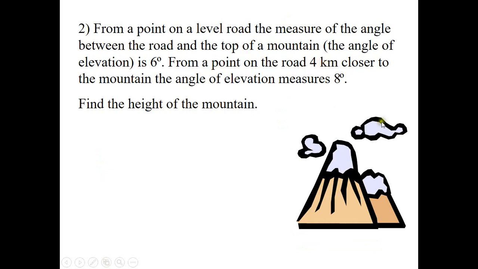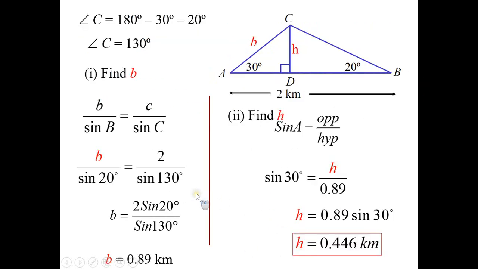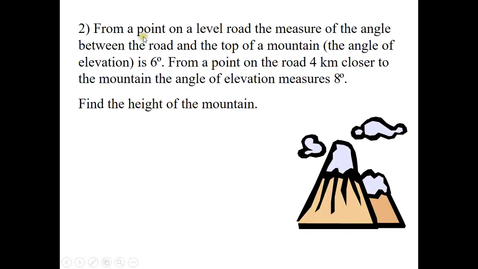Okay, next question. So that was the last one. I'll go back here. You can always pause the video and copy it all out. This one: from a point on a road level, the measure of the angle between the road and the top of this mountain here, this nice mountain, is 6 degrees. This is the angle of elevation. From a point on the road 4 kilometers closer, so someone travels 4 kilometers closer, you have a new angle of elevation of 8 degrees. Find the height of the mountain.